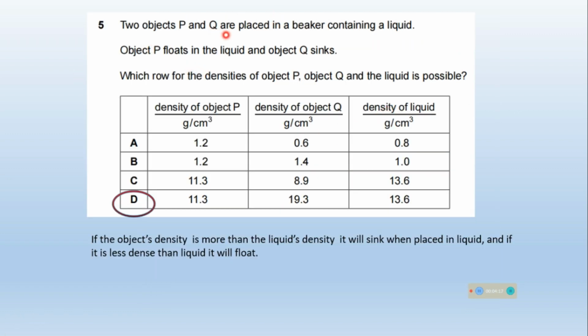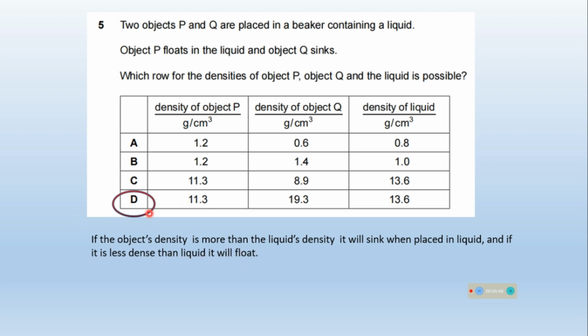Two objects P and Q are placed in a beaker containing a liquid. Object P floats in the liquid and object Q sinks. Which row for the densities of object P, object Q and the liquid is possible? We know that if the object's density is more than the liquid's density, it will sink. And object Q sinks, so its density must be more than the density of the liquid. And if it is less dense than the liquid, then it will float.